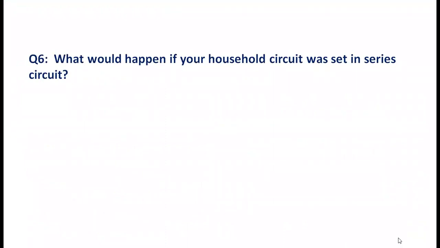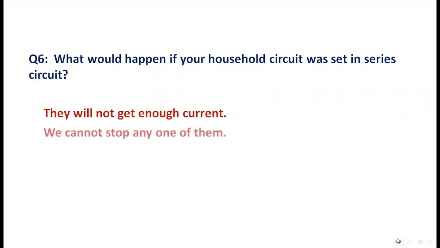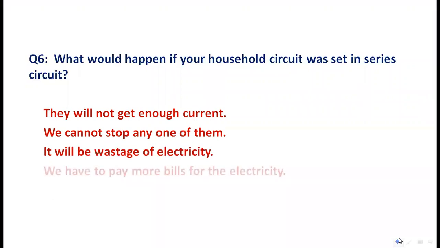So question number 6 is, what would happen if your household circuit was set in a series circuit? They will not get enough current. We cannot stop any one of them. It will be wastage of electricity. And we have to pay more bills for the electricity.